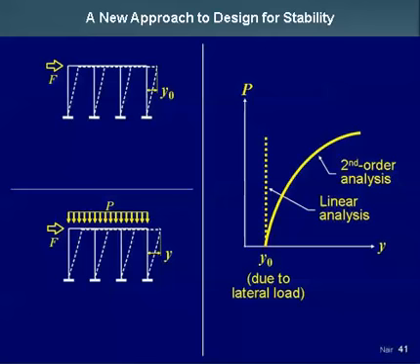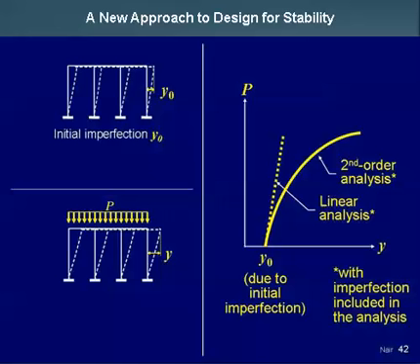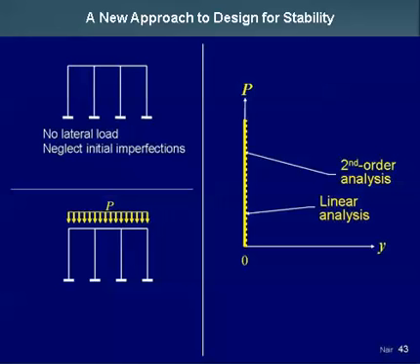The second order analysis, though, will capture the actual behavior. That's how it behaves. As you increase P, the displacement increases. And of course, if instead of the initial lateral load you had an initial imperfection of y sub 0, and suppose you did model that initial imperfection in your analysis, the linear analysis still won't give you the correct answer. It'll give you what you see in that picture, the broken line, while of course the second order analysis will give you the correct answer, but only if you included that y sub 0 in your analysis. You have to model it in the analysis.